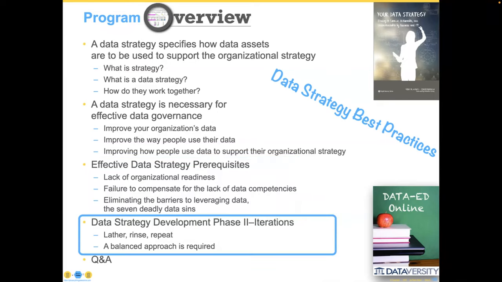So the last component here then is what I like to call lather, rinse, and repeat. Now, of course, if you were reading the shampoo bottle in the shower, you would never get out of the shower because it's an infinite loop, and that's not going to be helpful with us. But it is a shorthand term for iterative, and more importantly, iterative improvement around these things.